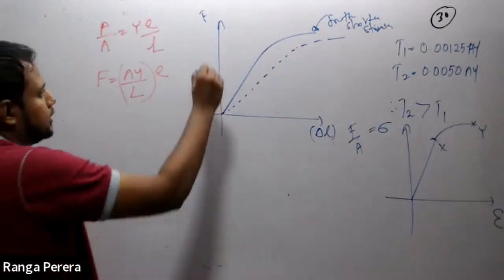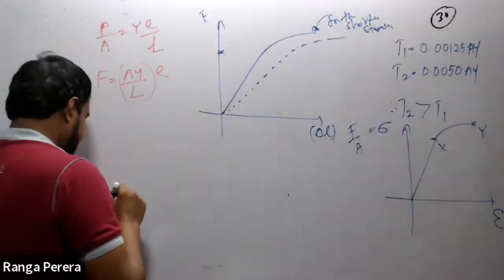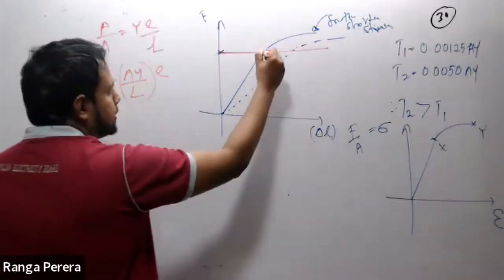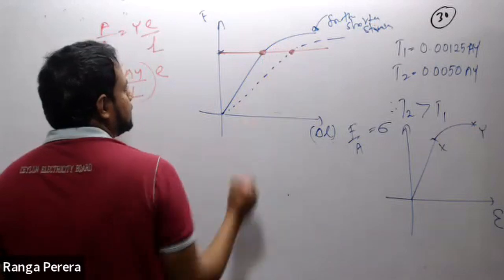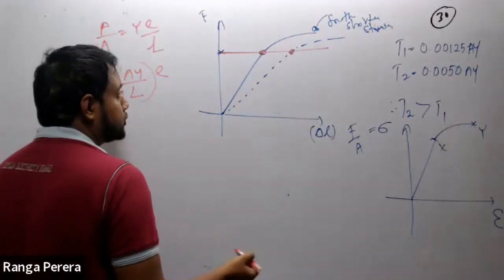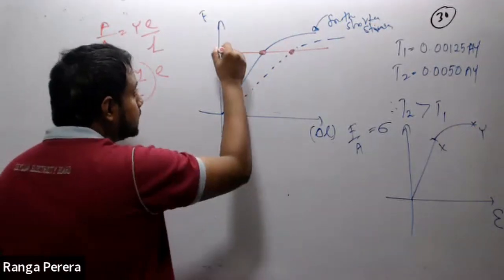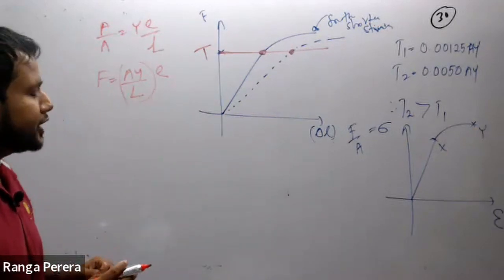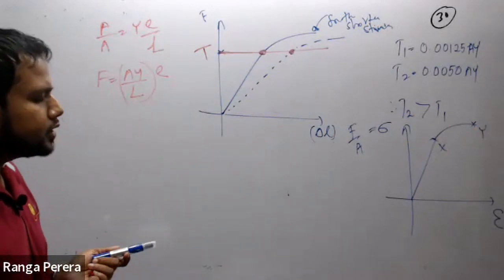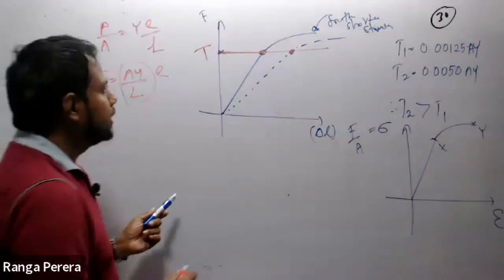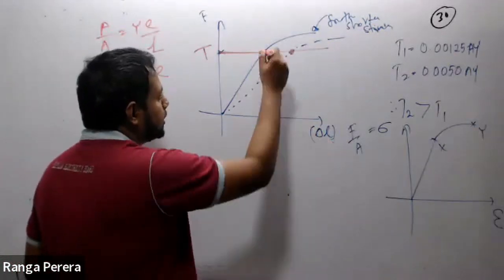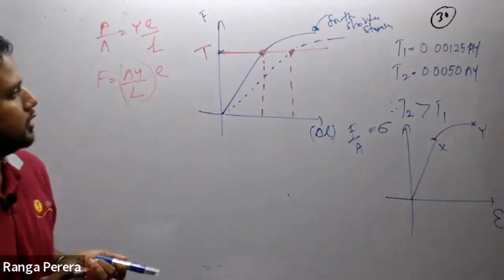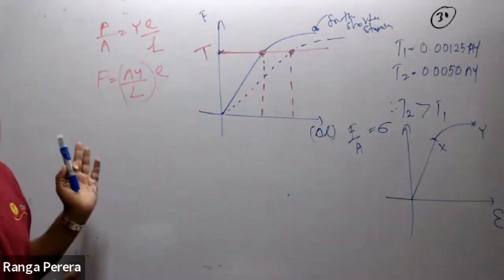Right? So let's say we have a tension which shows the elastic limit, proportional limit. Same tension for both wires, same proportional limit for both wires, but with different extension. I can explain based on the two graphs.